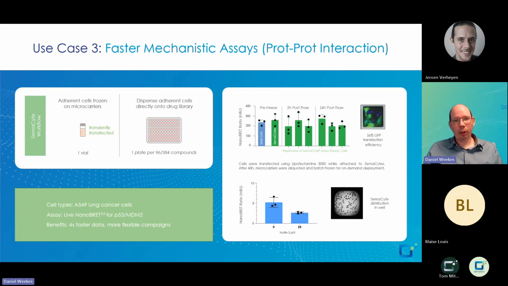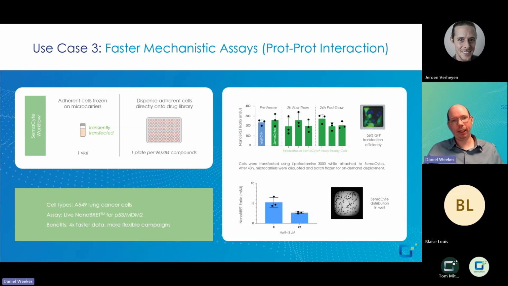But importantly, also individual vials from the same batch show good consistency in terms of their NanoBRET ratio if they're assayed at 2 hours post-thaw or even 24 hours post-thaw. So this allows you flexibility within your time point for running your NanoBRET assay.